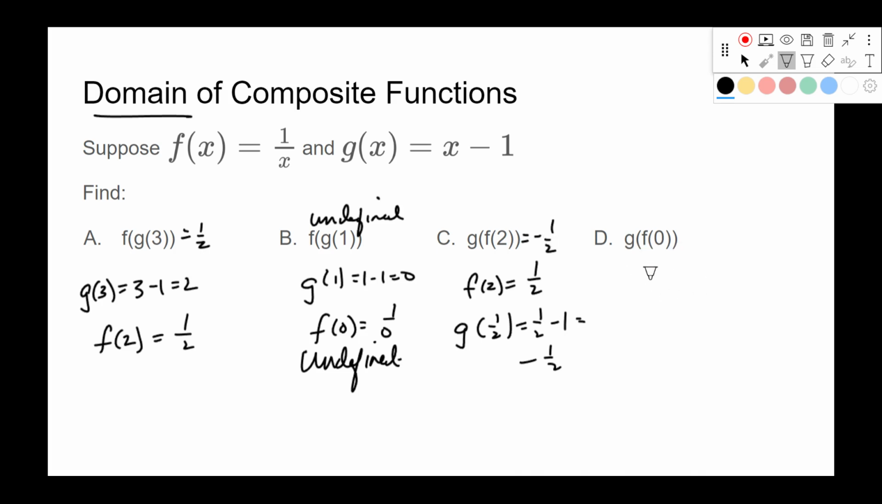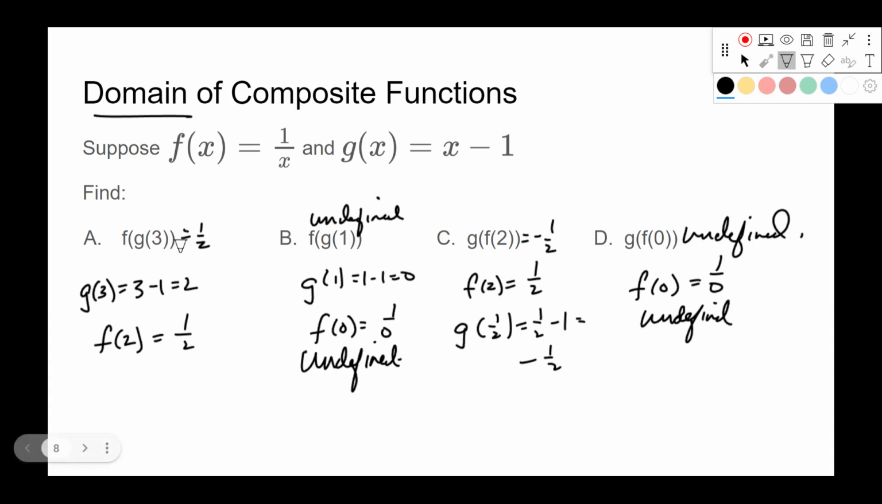G of f of 0. So if I try to find f of 0, I get 1 over 0. I can't do anything with that. This is undefined. I didn't even get to reach g of x. So this answer is undefined. Okay, I can't have 0 in the denominator.